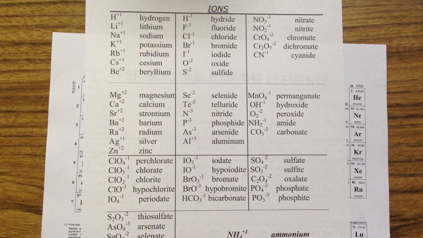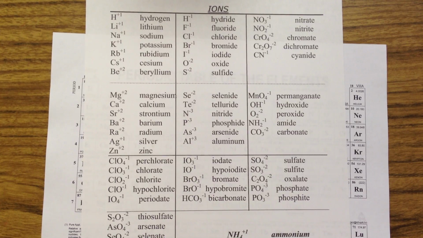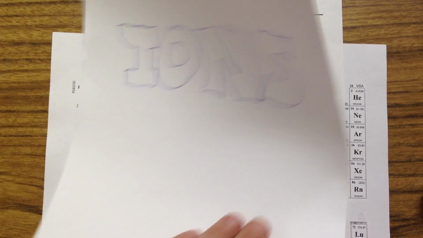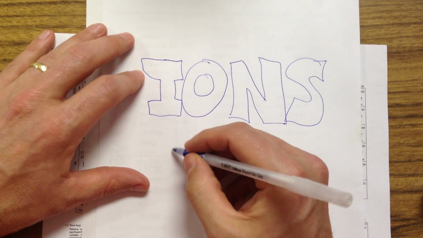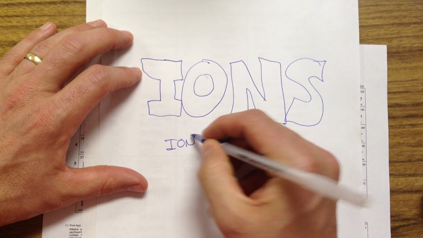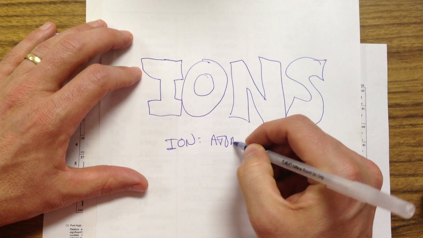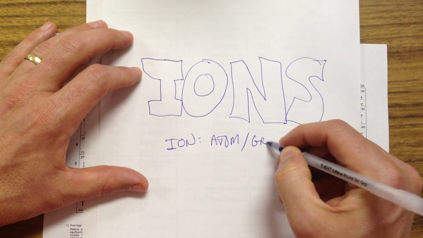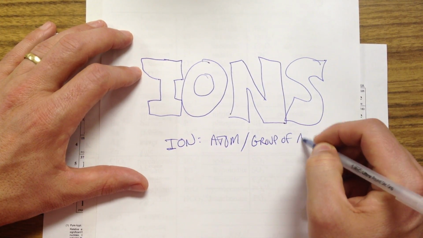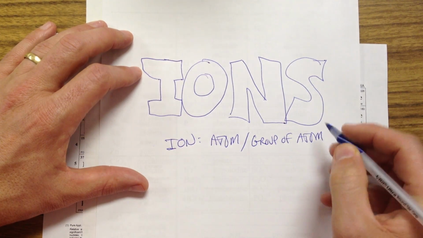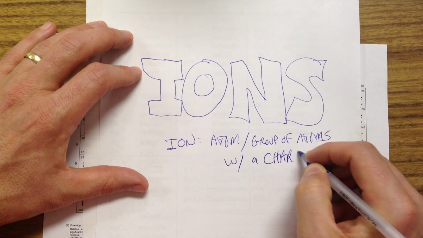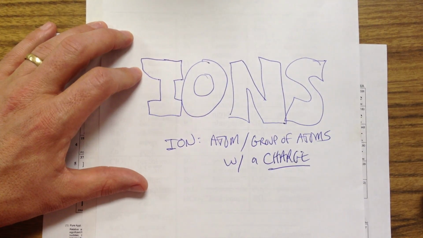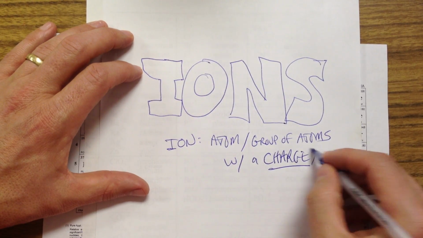So what we'll do, we'll start out by introducing you to what an ion is. An ion is an atom or a group of atoms that have a charge. That's the important thing. Being charged is what makes it an ion.